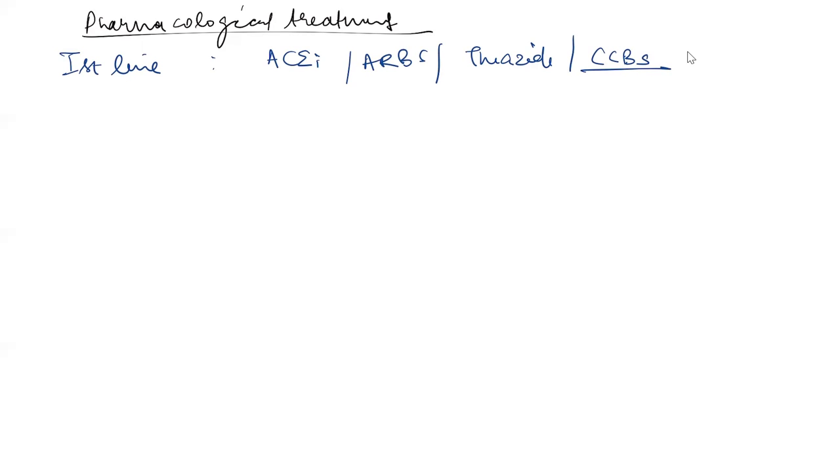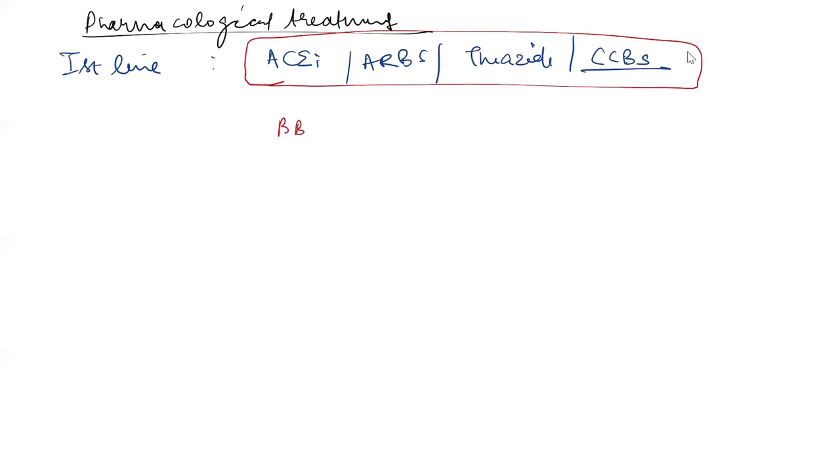Now, we have already discussed that we'll start with two drugs. In this case, of these four drugs, no one is superior to the other if the patient has no comorbidity. If the patient has any comorbidity, then we'll discuss that scenario later. But we'll first discuss the patient with no comorbidity.